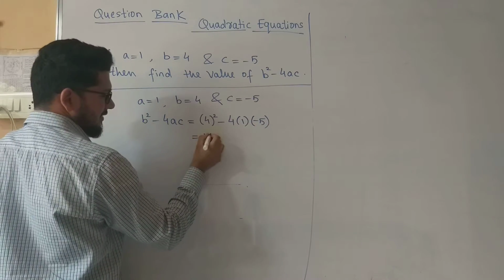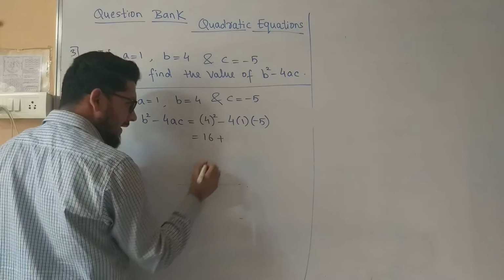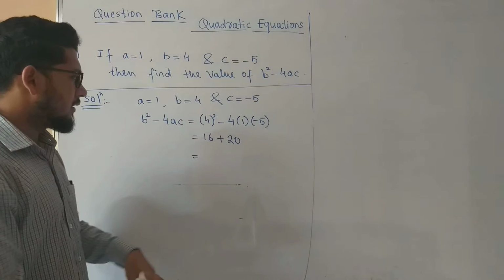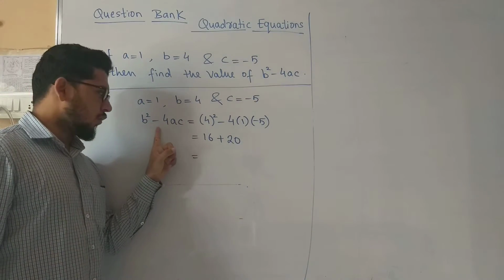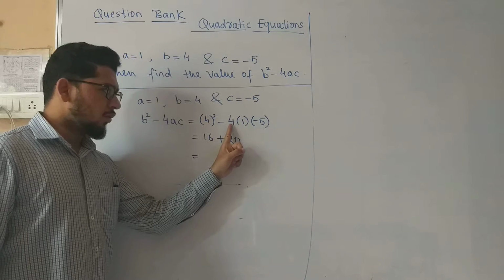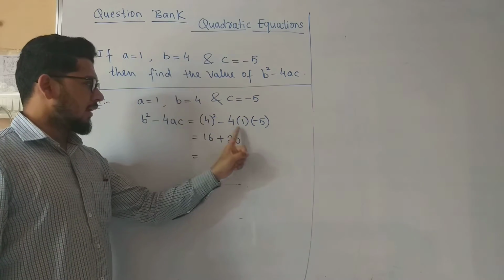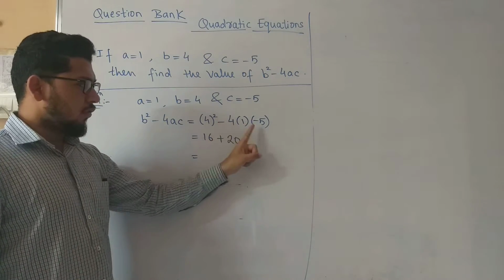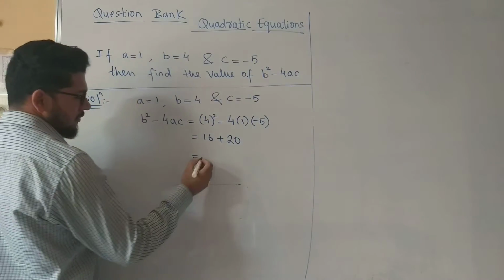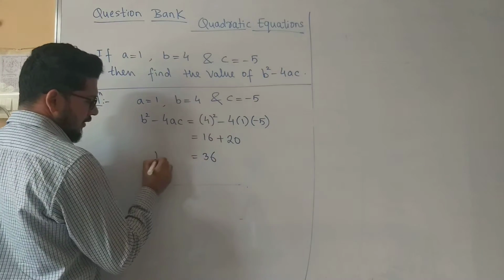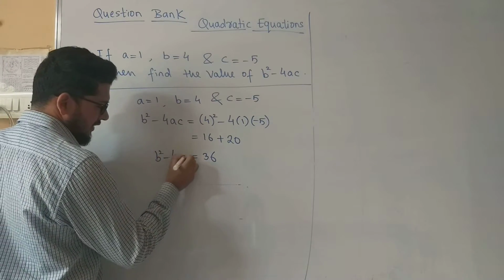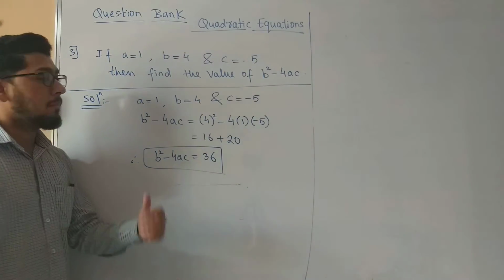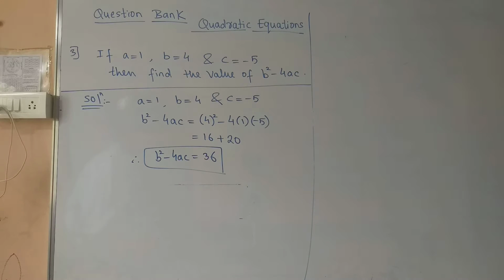So 4 square is 16. Minus minus plus, 4 fives are 20. I have written 4 in a bracket, a is 1 in a bracket, and c is minus 5, since 4ac means 4 into a into c. The minus minus becomes plus and 4 fives are 20. 16 plus 20, how much do you get? 36. So this is the value of b square minus 4ac. Understood? This completes example number 3. Copy down fast.